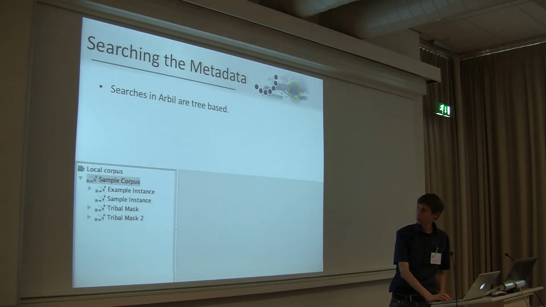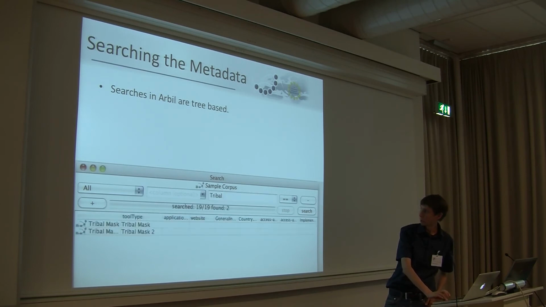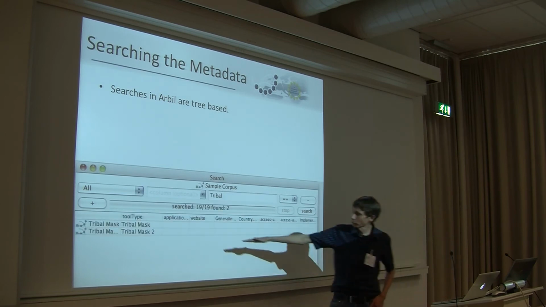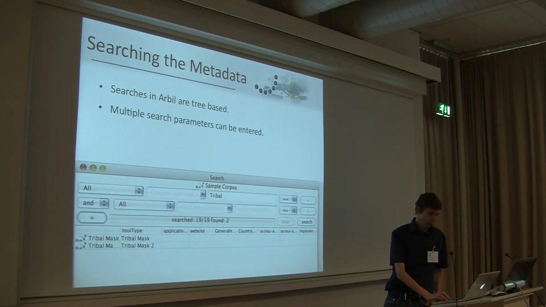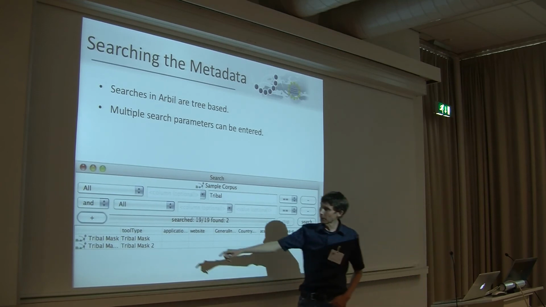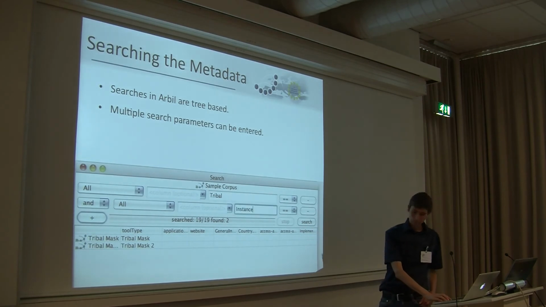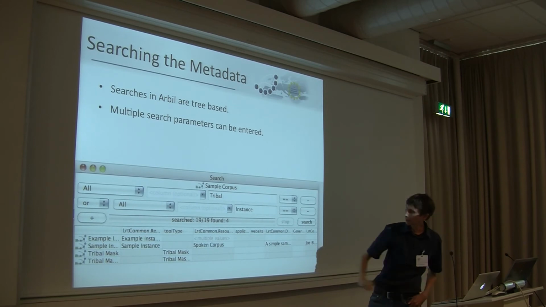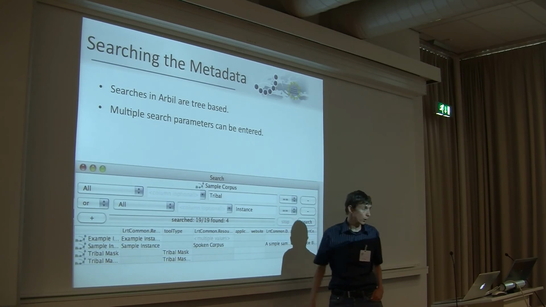Because it's tree-based, you select a section of the tree you wish to search, and then you have a number of options. In this case, I'm searching for the word tribal, and it comes up with three different files which have the word tribal in them. If you click the add button here, you get another set of parameters. Making that an either-or, we then find anything that has tribal or the word instance within the metadata, and so you find either.